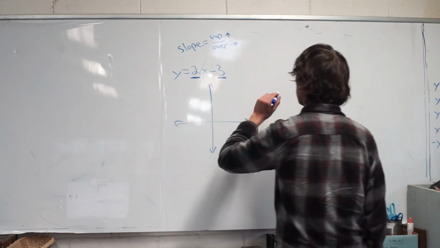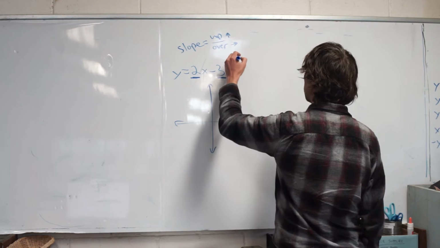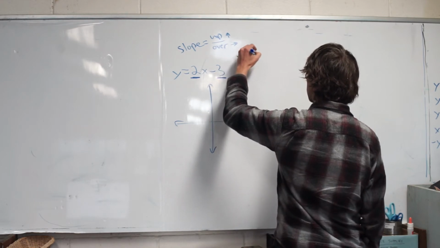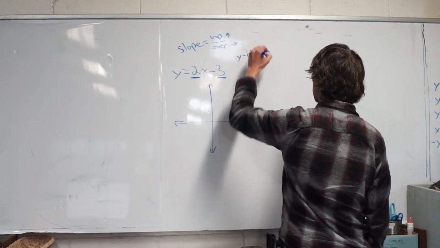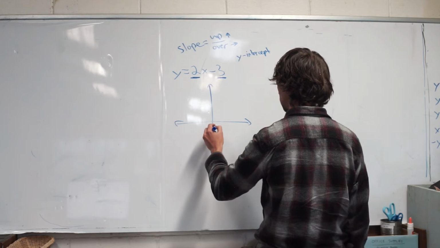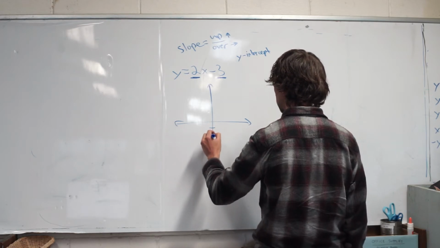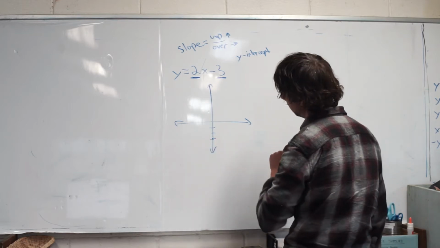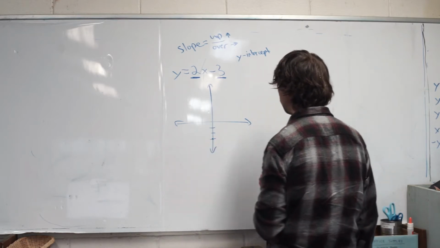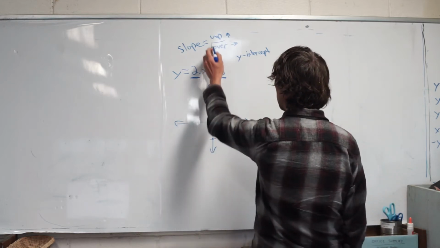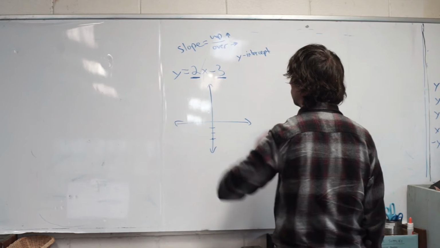And the negative 3 means that my y-intercept is negative 3. So I'm going to start at the y-intercept. It's the point where the line intersects the y-axis. Okay, so negative 3, and then I'm going to go up 2 for every 1 I go over.